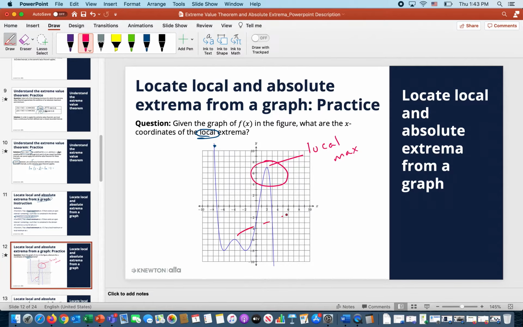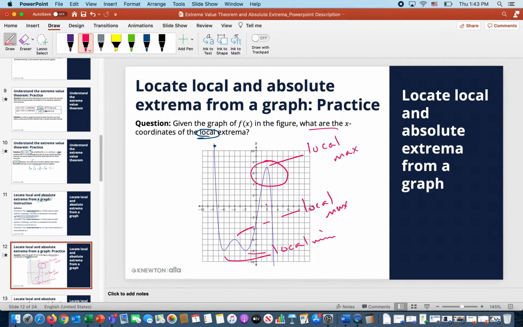And there's another local max down here. There's a local max here. In other words, it's the top of a hump. And you can think about a roller coaster, right? If you're going down the hill and you go up. So there is a local min here and here. There are two local mins there at the bottom. Local min. And it says, what are the x coordinates of the local extrema?